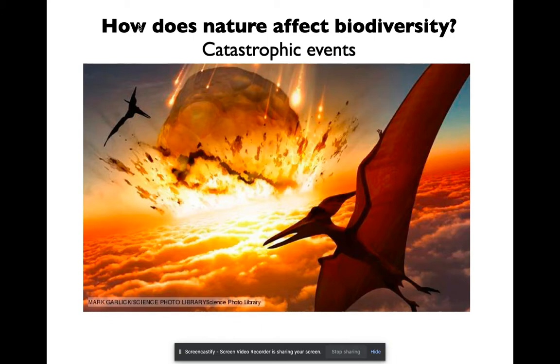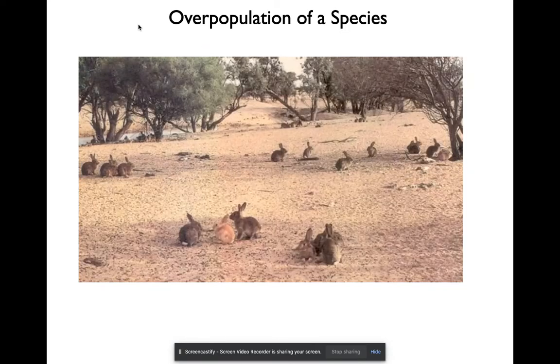Clearly, the asteroid impact, the theory that's what wiped out the dinosaurs. That was a massive catastrophic event that dramatically altered life on our planet and happened millions of years ago. Things like volcanoes and earthquakes can wreak havoc on varying species, depending on how widespread they are. Another one is overpopulation.